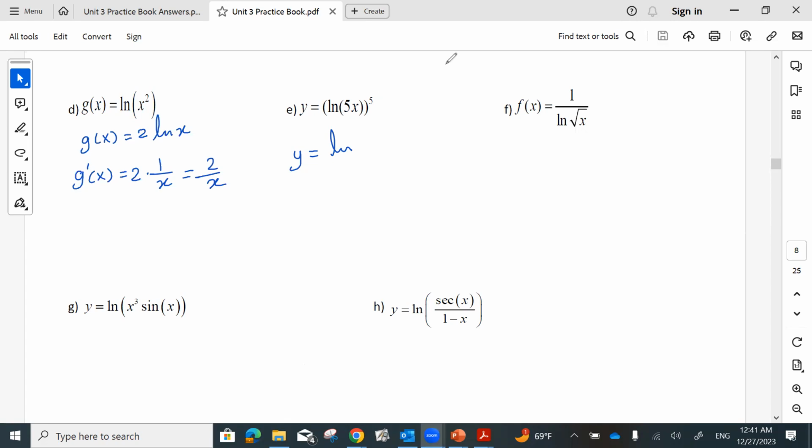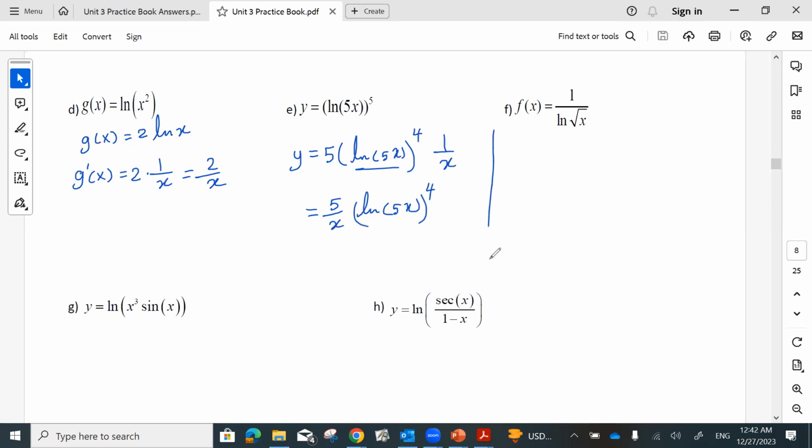Just to erase, where is the eraser? This one. To do this one, I have a function power 5. You just make it as a function, the chain rule, just to bring 5 here into ln 5x to the power of 4, multiplied by the derivative of the function itself. The derivative of ln 5x is 1 over x, which is 5 over 5x, the same 1 over x. So the answer is 5 over x ln 5x to the power of 4.